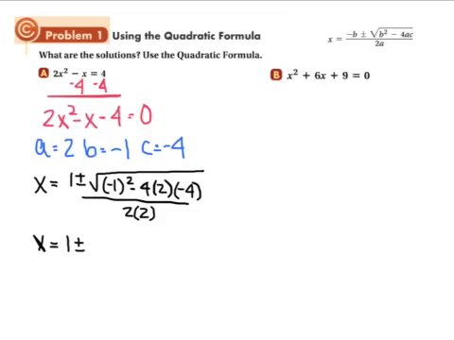Question, Alex? Yeah, we're going to do 1 plus or minus, then we're going to simplify what's under the square root. Under the square root, -1 squared is a +1. So we have 1, -4 times 2 times -4 is going to be a +32. And this is over 4.